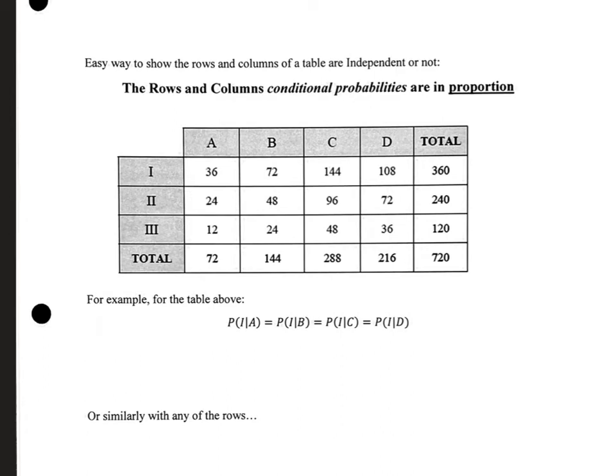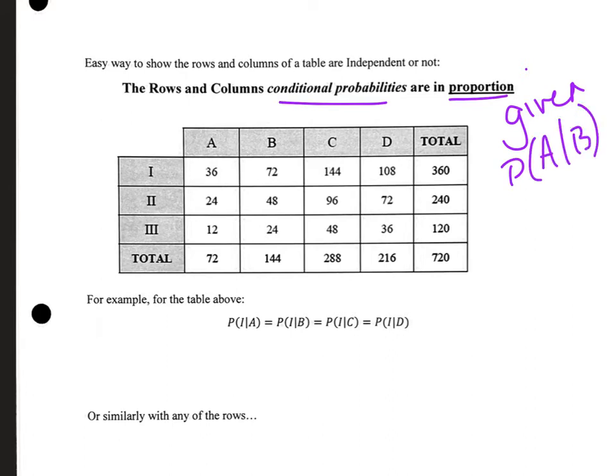Events are independent if you have a table, if the conditional probabilities are in proportion. Remember, the conditional probability is your given probability, the one that says something like probability of A given B, with the straight up and down line. If they're in proportion, you have to do an entire row or an entire column.